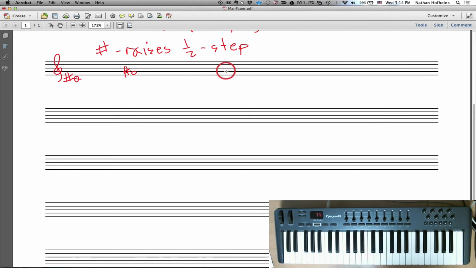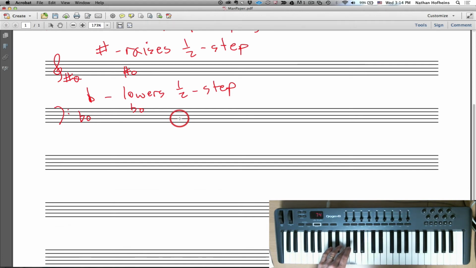Okay, a flat, on the other hand, and I'm going to do bass clef for this, a flat lowers a half step. So if I did a B here and drew a flat in, that is this note right here, B, and then I make it lower a half step. So it's that flat note. So if I wanted to do a G and make it flat, G flat.